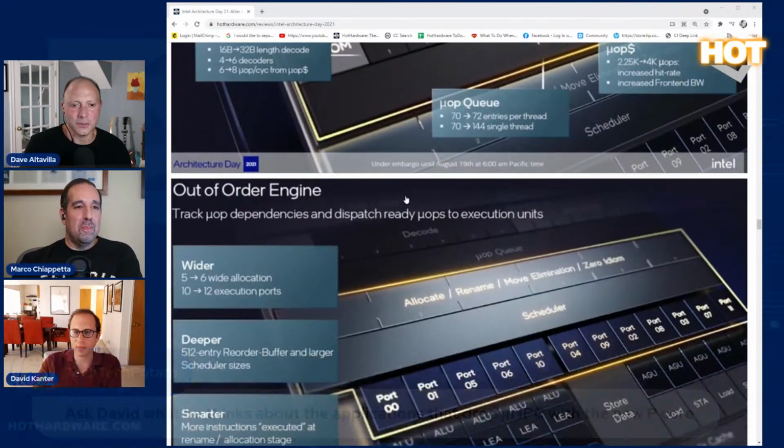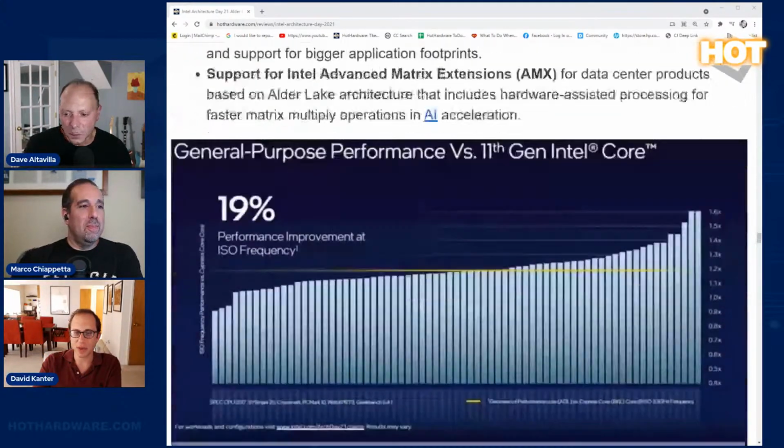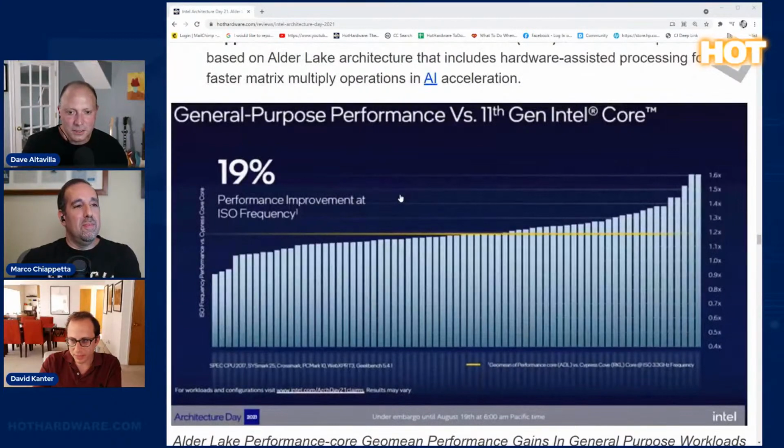So he wants us to ask David what he thinks about the applications that drop in IPC with the new performance core. Any thoughts on why there'd be a performance drop? Yeah, interesting. We don't know exactly what those applications are, because they list SPEC CPU 2017, SYSmark 25, PCMark 10, WebXPRT, and Geekbench. Anyways, any thoughts on that?